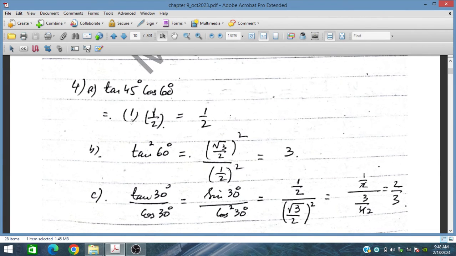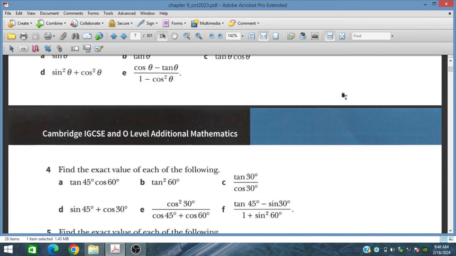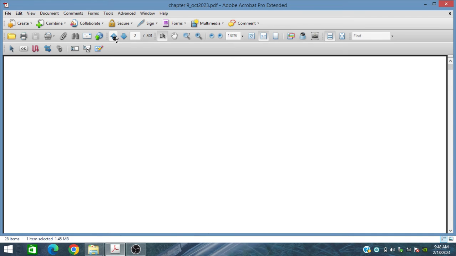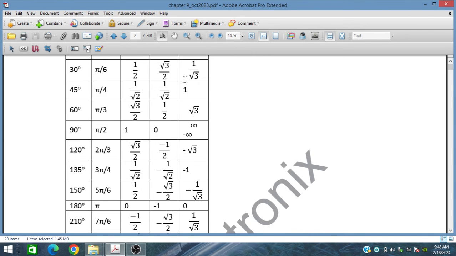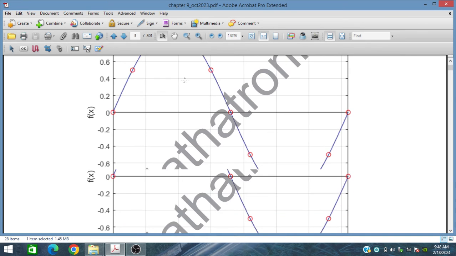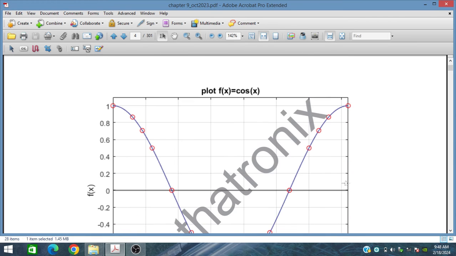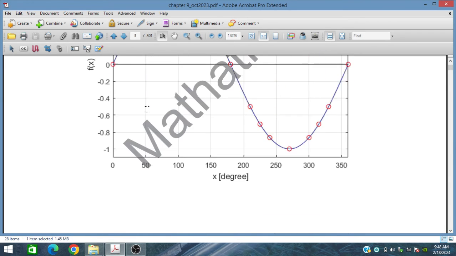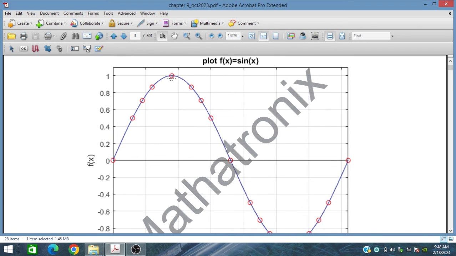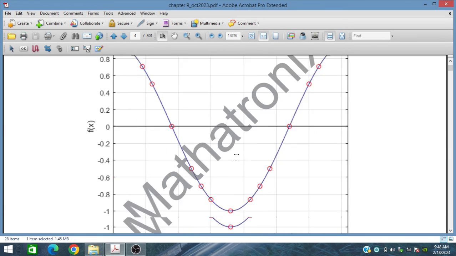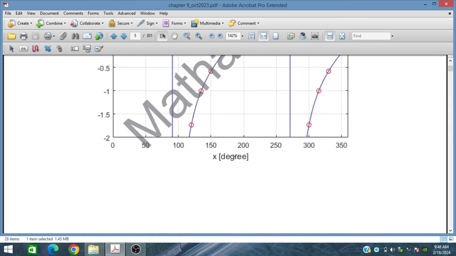So tangent 45 is 1, cos 60 is 1 upon 2. We have already done it in a previous video. These fundamental relations I have already discussed. This is a sine plot, this is a cosine plot, which starts from here. The cosine plot starts from here and this part appears here. So we have already discussed it in the previous video on this topic.